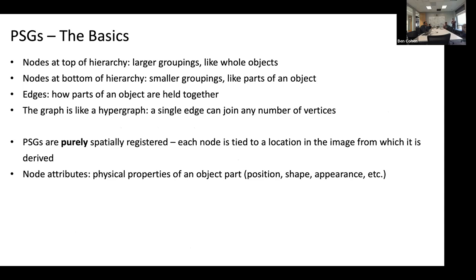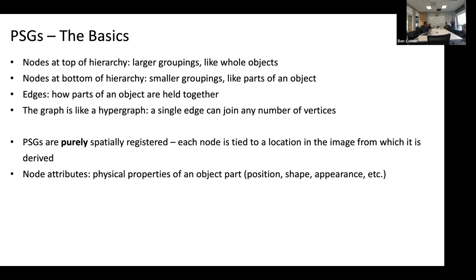So the basics of how they build this graph is everything is built bottom up. They say that at the top of the hierarchy are the nodes that you start off with, the larger groupings, like whole objects in the particular scene. Nodes towards the bottom of the hierarchy, which are technically nodes that you build over time, are smaller groups, like particular parts of an object. And the edges are actually how various objects are held together.